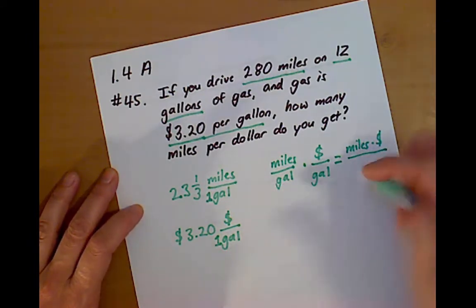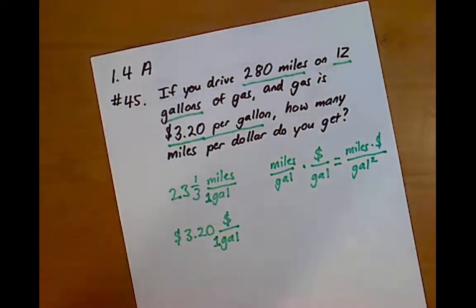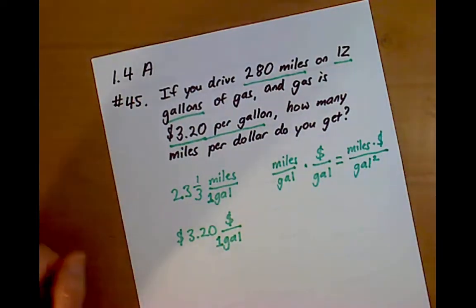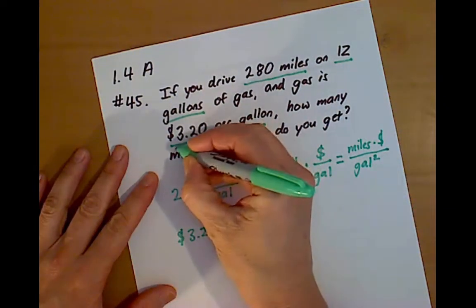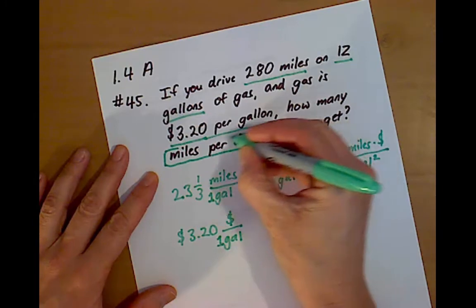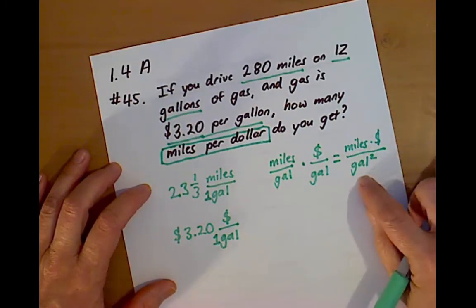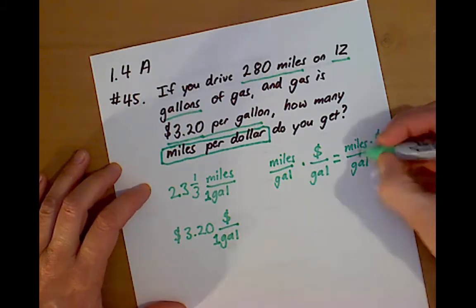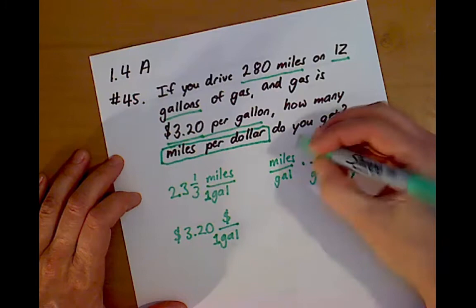I've never heard of miles times dollars, but that's okay. And gallons times gallons is going to give us gallons squared. Miles times dollars divided by gallons squared. Are those the units that we are looking for? We're looking for miles per dollar. That's the units we want our answer to be in. And miles times dollars per gallon squared is not the units we want, so we're probably not going to multiply.